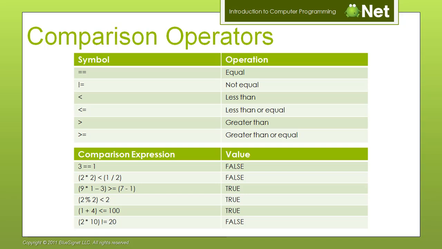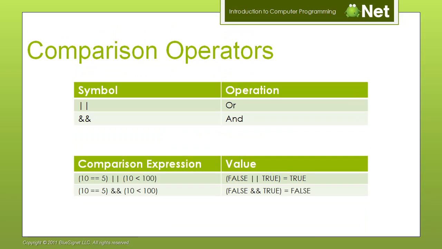2 mod 2 is less than 2. That is also a true statement because 2 mod 2 is 0. Remember our example from before, when you divide 2 into 2, it's 1.0, and 1 times 2 is 2, with a remainder of 0. There's your modulus. Next, 1 plus 4, which is 5, is less than or equal to 100. Looks true to me. And next we have 2 times 10, which is 20, does not equal 20, and that's just flat wrong. I can't even believe that I actually typed that. So there are some examples of using comparison operators.